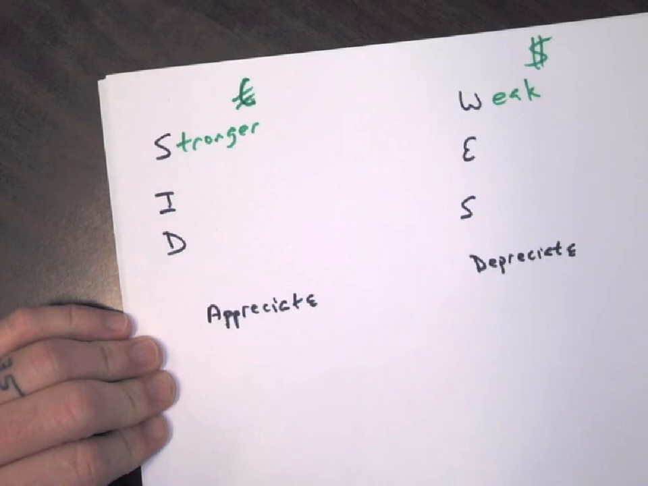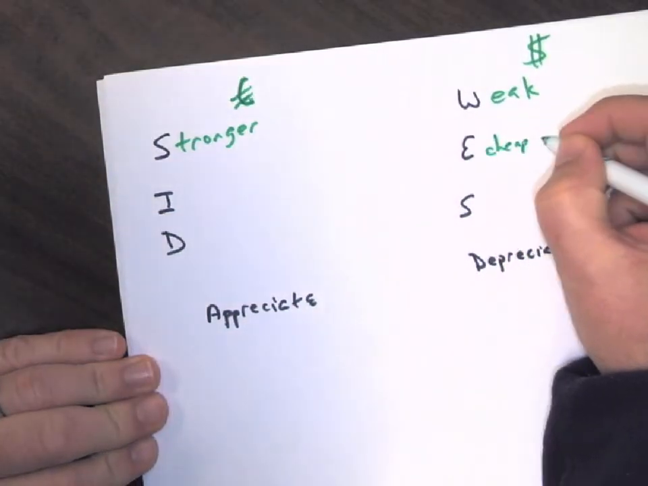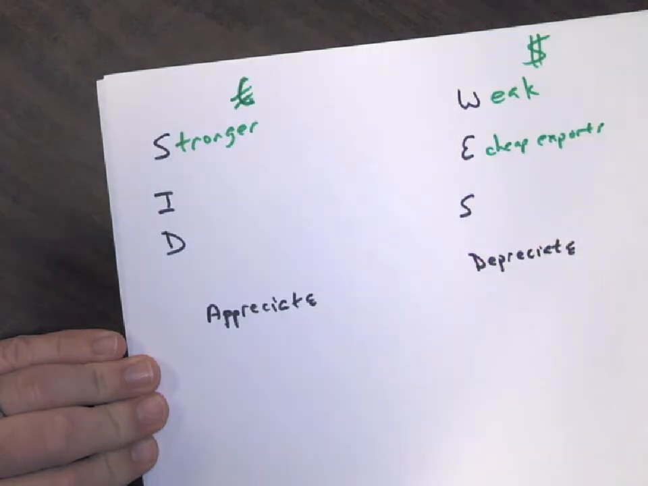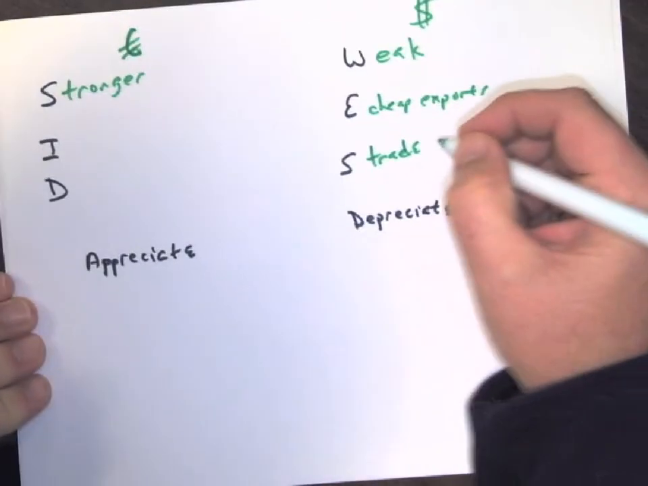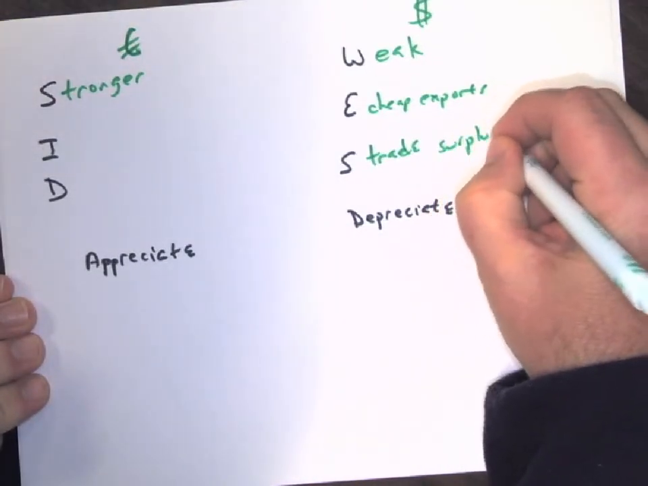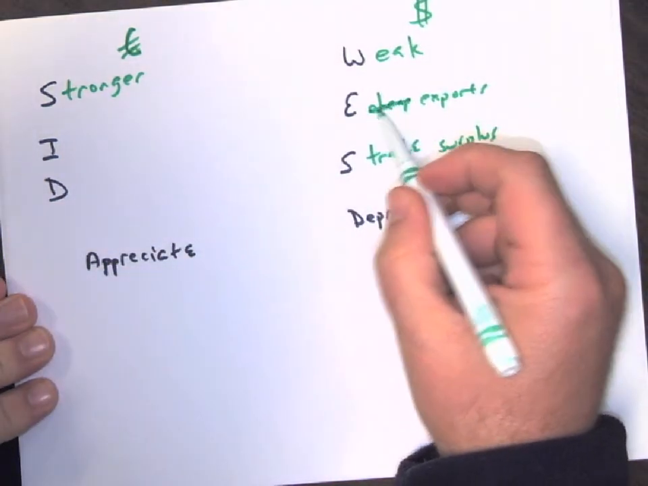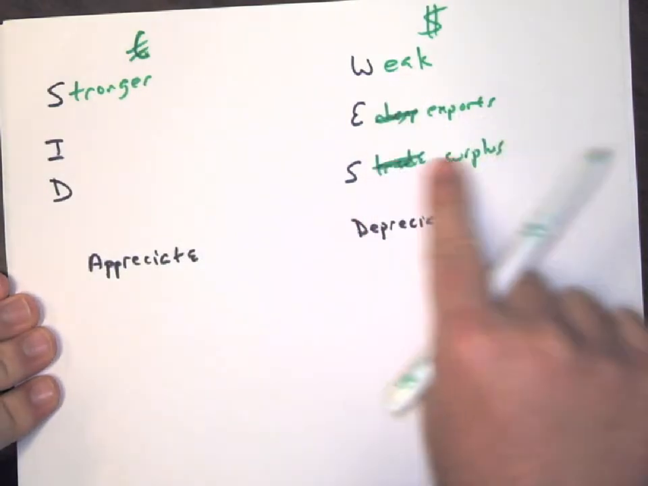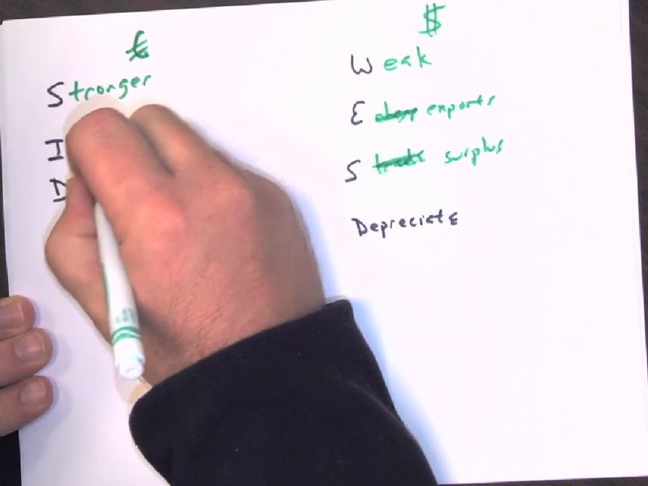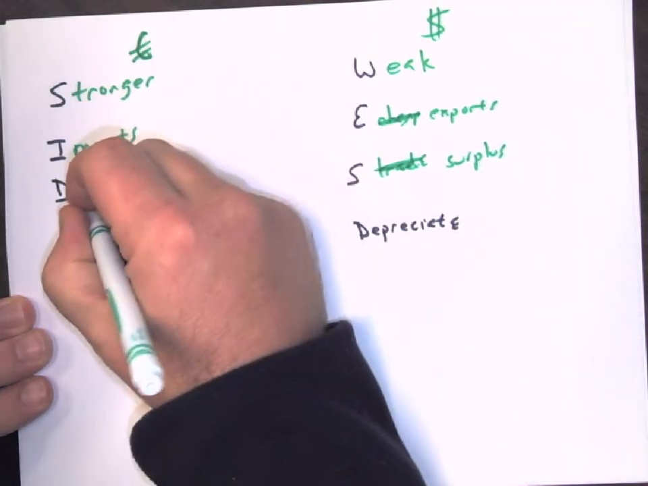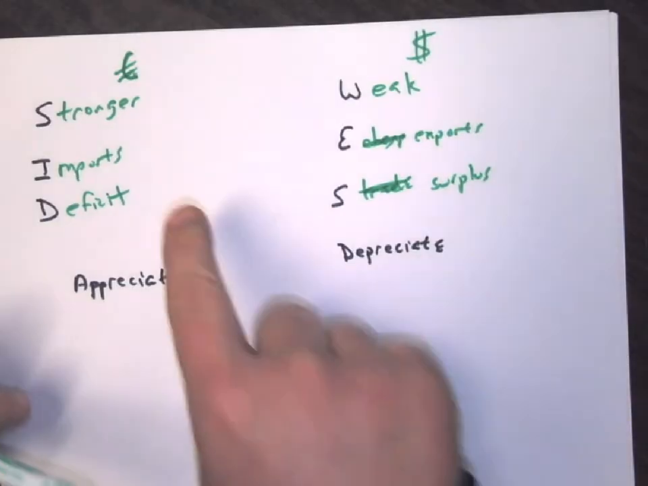So what I mean by that is, if you're West, all of a sudden you're going to have cheap exports. That's going to put you in a trade surplus. So think about West: weak, exports, surplus. I'm just crossing those out because that's what they stand for. So if the euro gets stronger, imports, deficit.